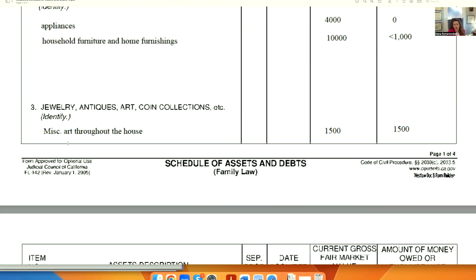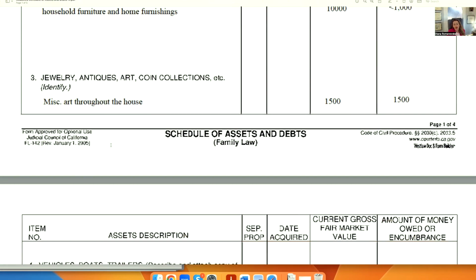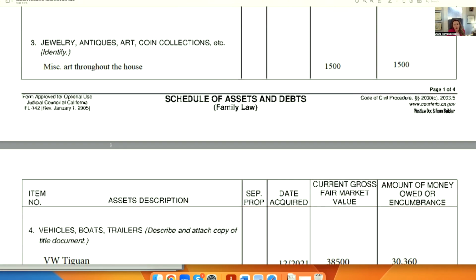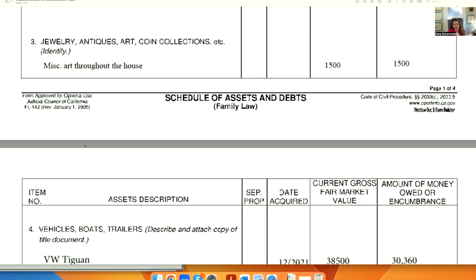And jewelry, the same thing. So jewelry, miscellaneous art throughout the house, it's the same as furniture. If it's a wedding ring, then you would put Tiffany wedding ring, platinum, current value. We don't know. Look at resale, and you'll have an idea, minus whatever, 25% of commission.